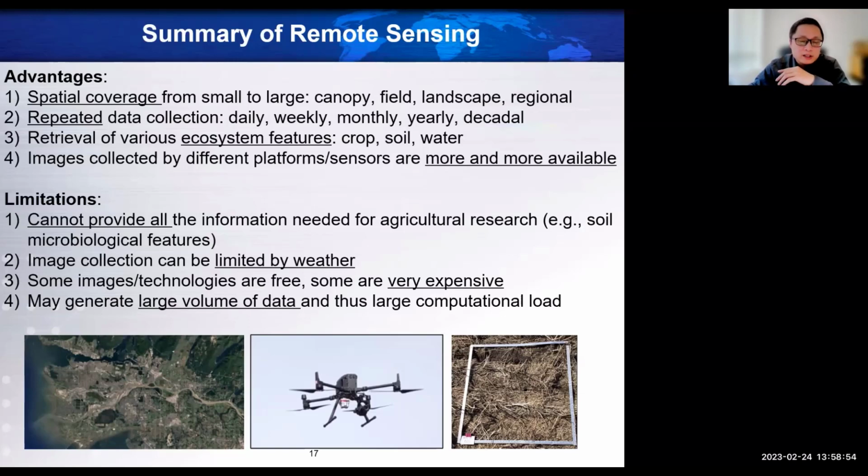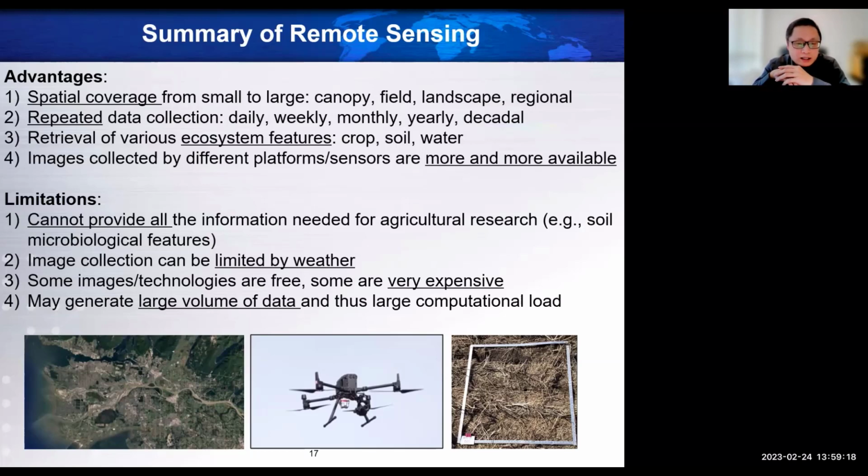And image collection is limited by weather. If you remember, the image I collected in cameras was contaminated by the cloud. Similar idea. Maybe today is not too bad, but in the next few days here in Lower BC, there will be lots of raining and snowing. During these days, it will be very challenging to collect satellite images.